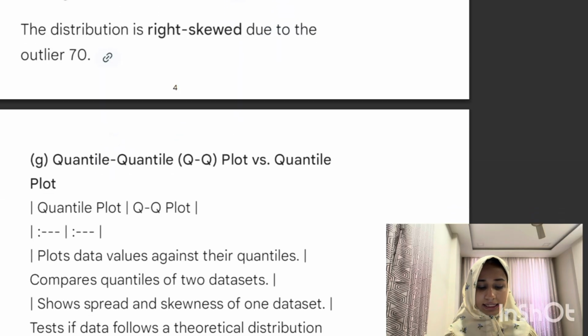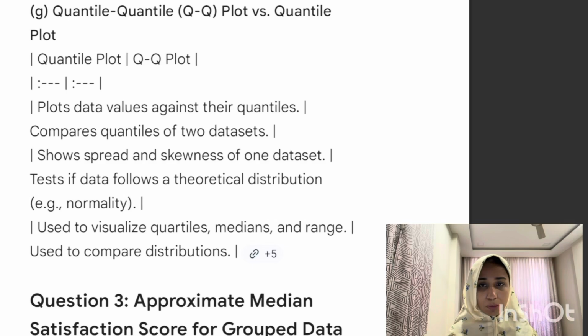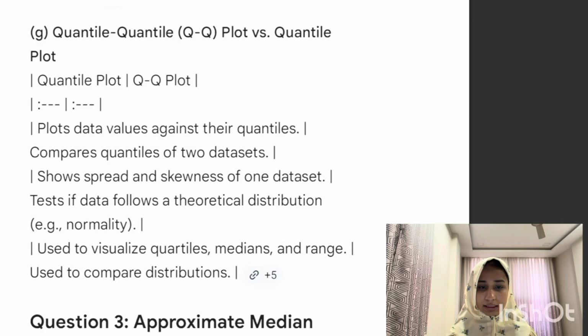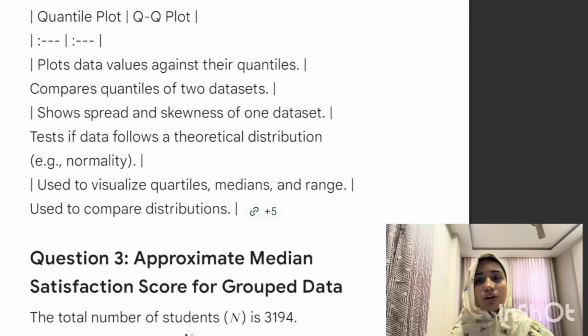Now part G asks how a quantile plot is different from a QQ plot in this context. So for the difference between the quantile plot and the QQ plot: the quantile plot plots data values against their quantiles, and the QQ plot compares the quantiles of two data sets. The QQ plot itself says that it is comparing the quantile values of two data sets, and the quantile plot plots the data values against their quantiles.